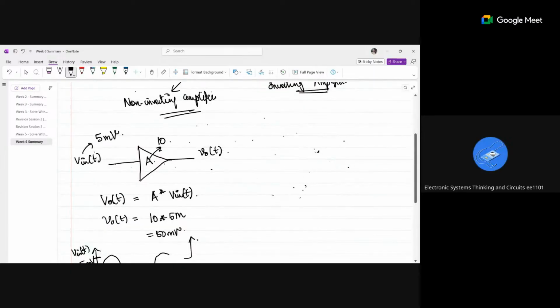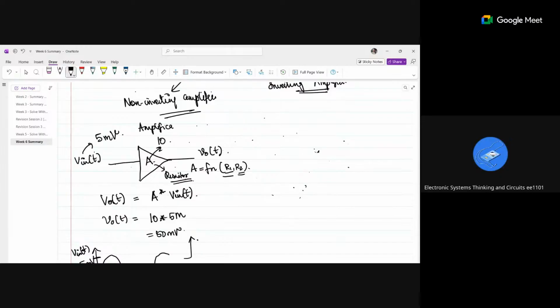This factor A will be a function of resistors R1 and R2, because this amplifier internally is made of resistors in a certain arrangement. So this gain A is a function of R1 and R2, and A can be adjusted by varying the values of R1 and R2. A means the multiplication factor, or you can say it is an amplification factor.